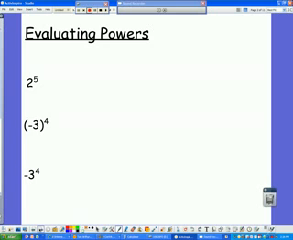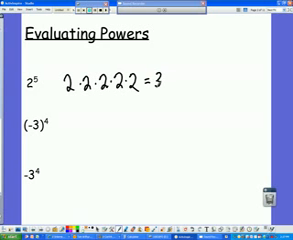The first number 2 is known as the base. 5 is known as the power or the exponent. And the 5 actually just indicates how many times you need to take the base times itself. So in this case, 2 to the 5th power, we would take 2 times 2 times 2 times 2 times 2. So you take 2 times itself 5 times, which gives you 32.